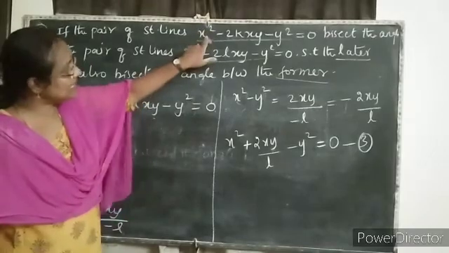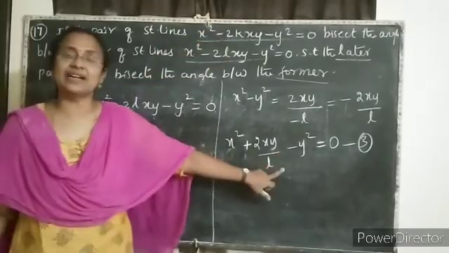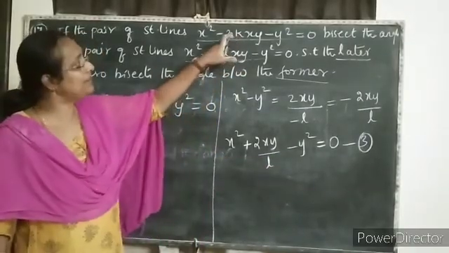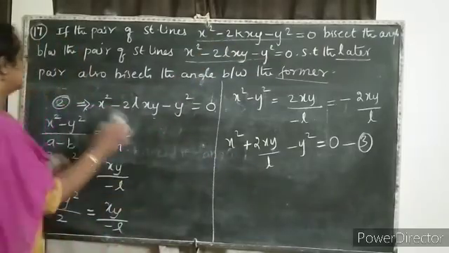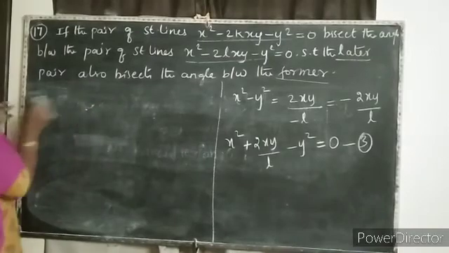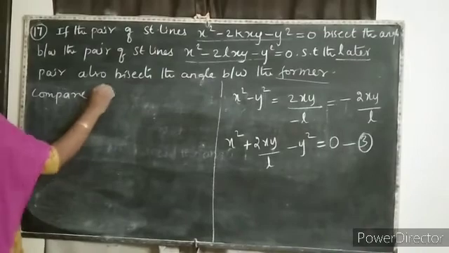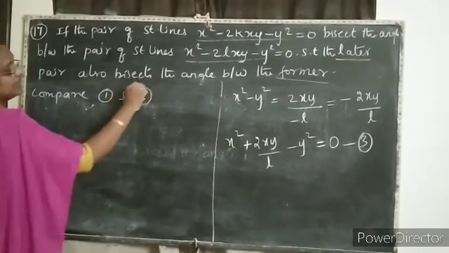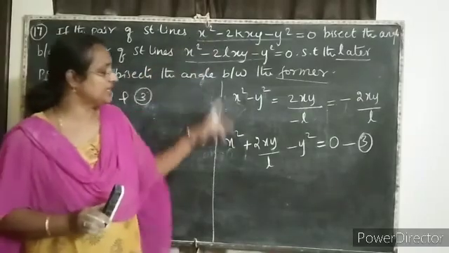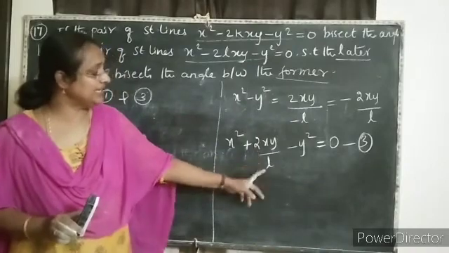Now, since the first one bisects the second one, the first one and the third one are similar. Yes or no? Because they are bisecting each other. So, I am going to compare the first one and the third one. So, let's compare. Check it over. So, I am going to compare the first equation and the third equation. When I compare, the x squared coefficient is 1, here also 1, and y squared is also 1. So, I am going to compare only these terms.